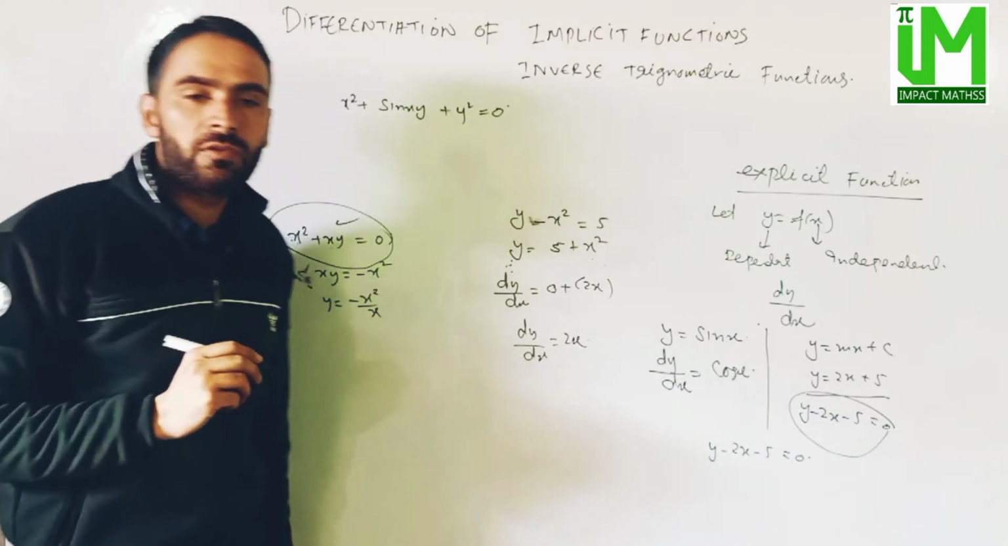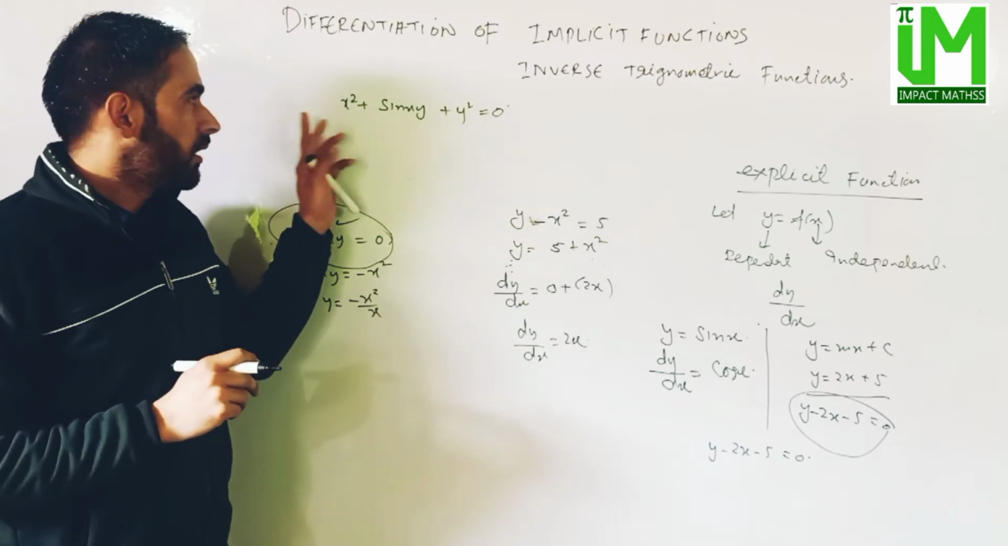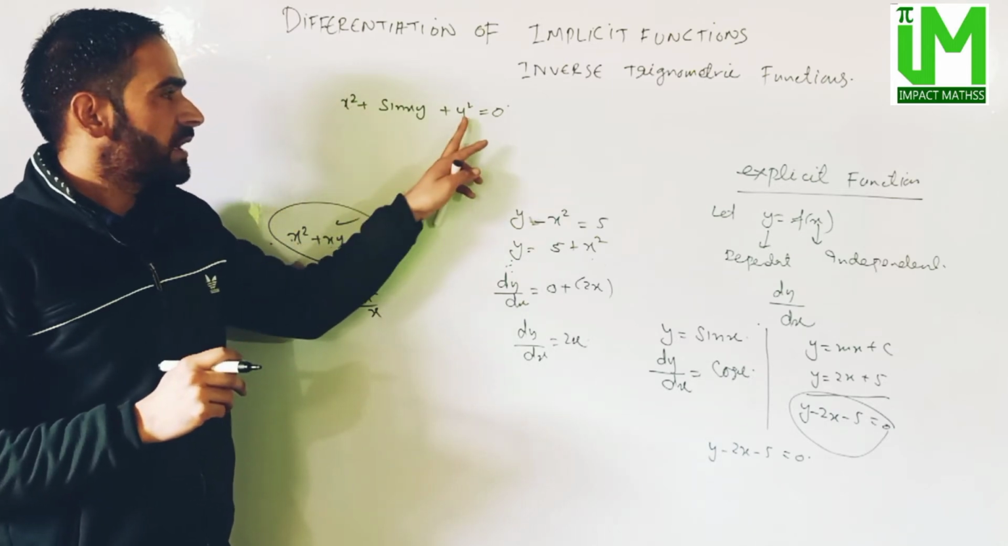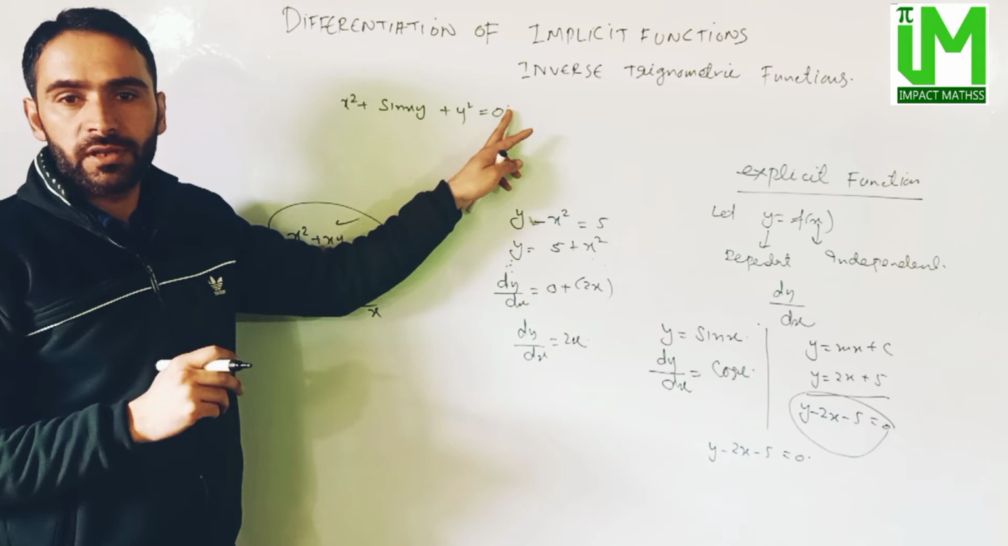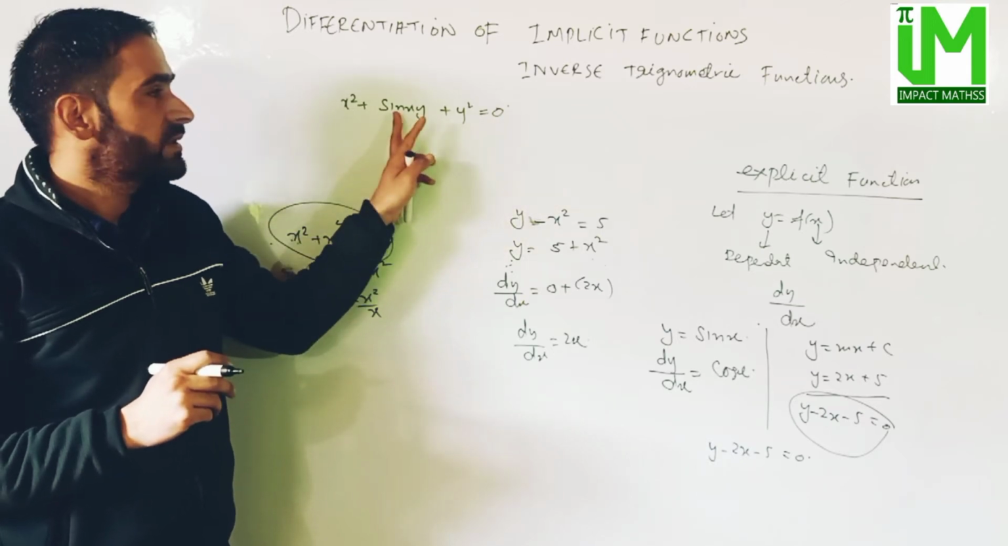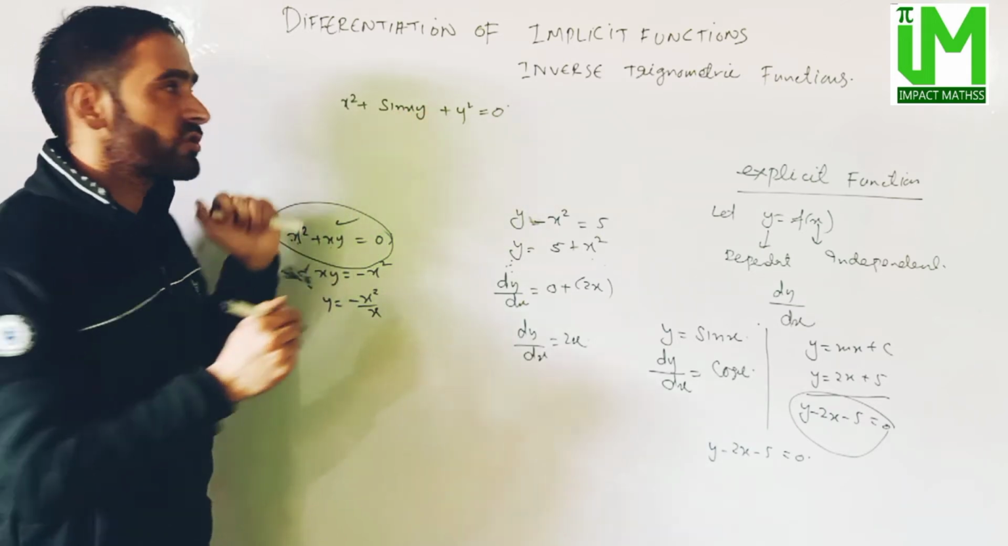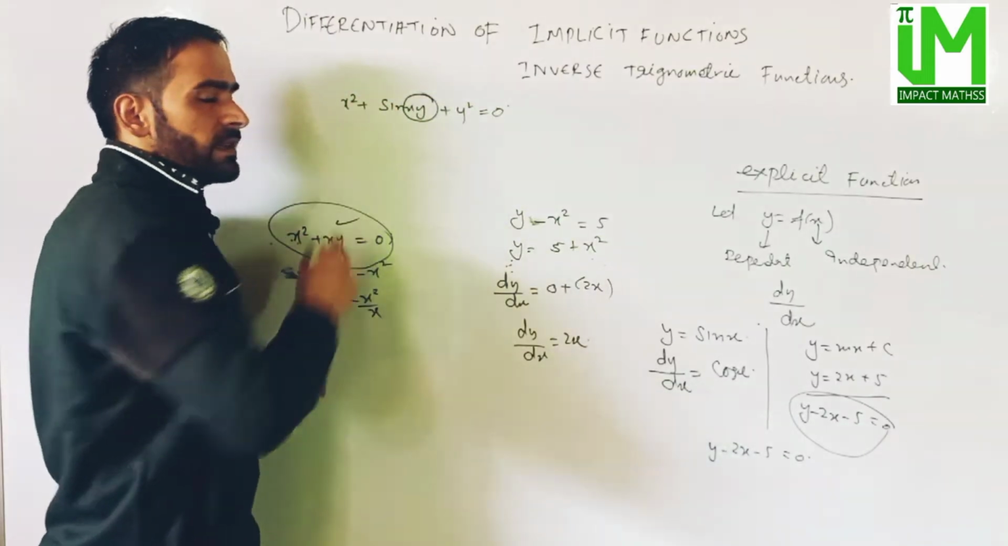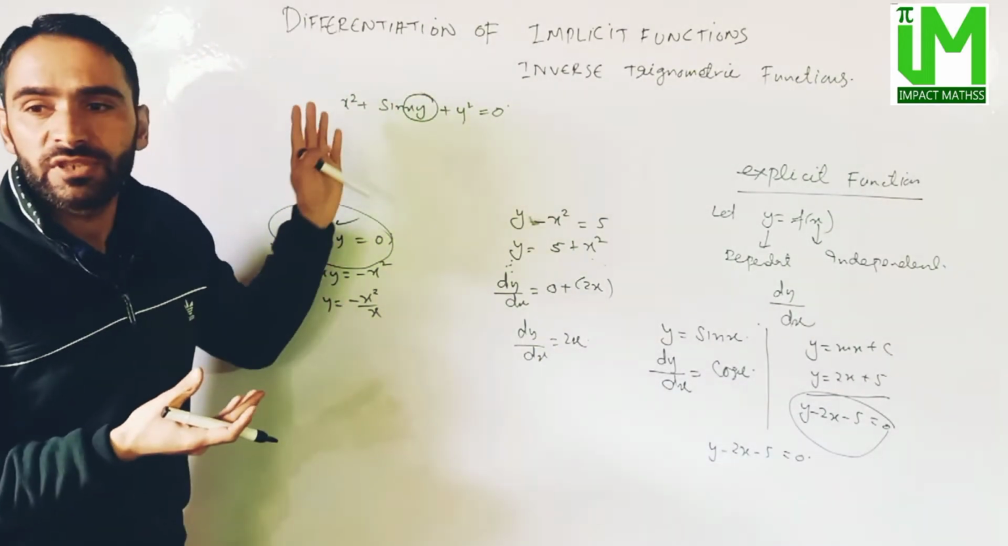Okay, now how do we separate the variables here? Although we can shift x square and y square to the other side. But then we have to deal with sin xy. Since the angle is x into y, it is somewhat difficult to separate.